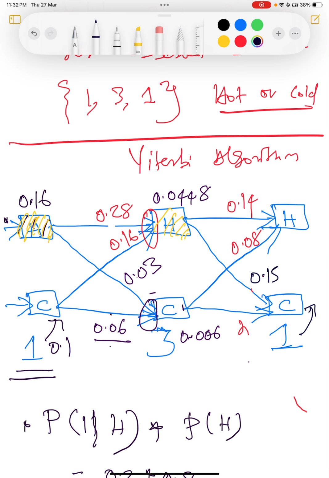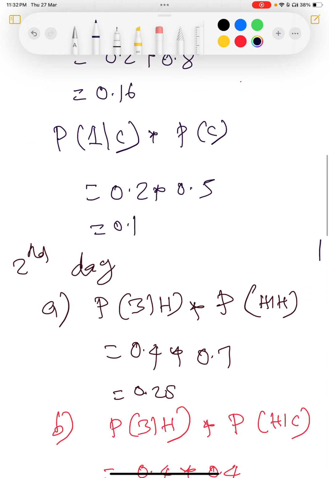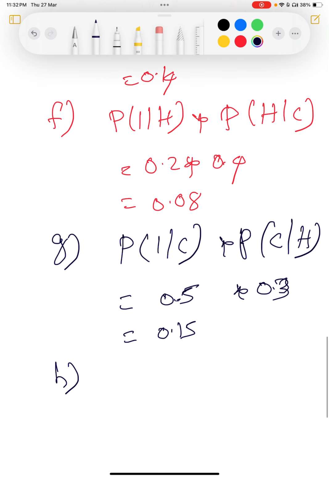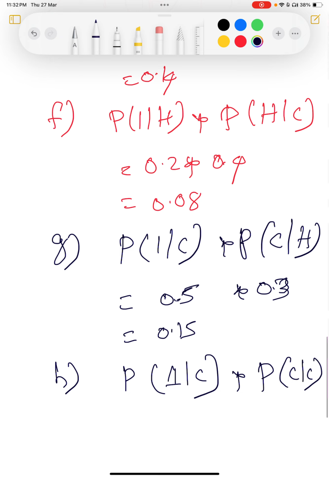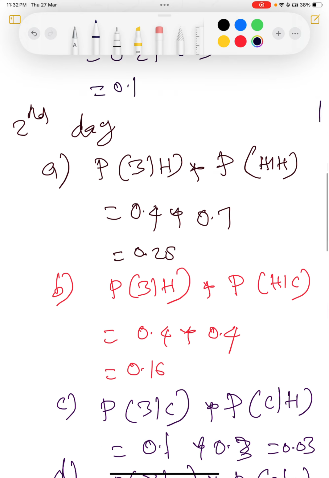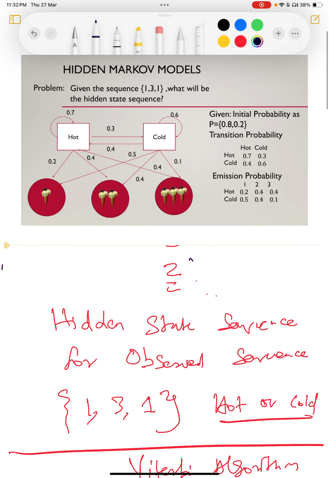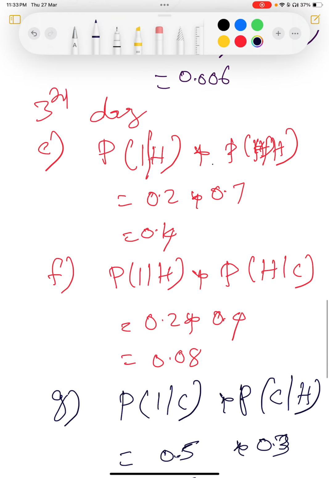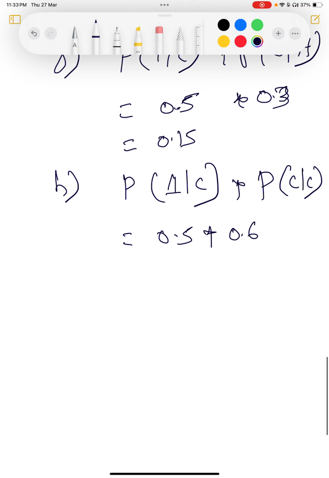Now 1 given C, C given H. For H, we take 1 given C times C given C. 1 given C is 0.5 and C given C is 0.6. So it should be 0.6.